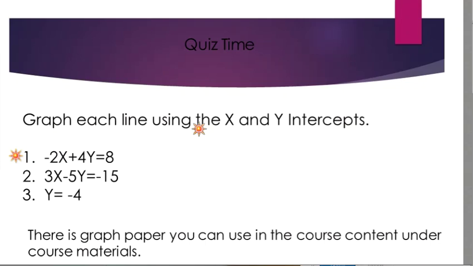Okay, so for this lesson you are supposed to graph each line using the x and y intercepts. So in order to do that, you first want to put your equation in standard form, and then you are going to let the x coordinate be 0 and solve for the y, and then you're going to let the y coordinate be 0 and solve for the x, okay?